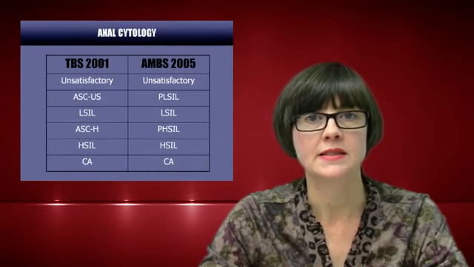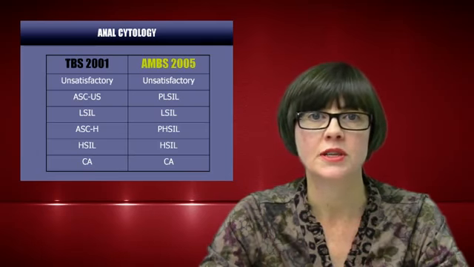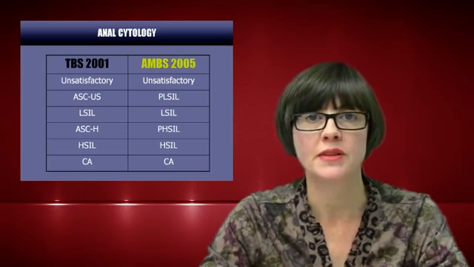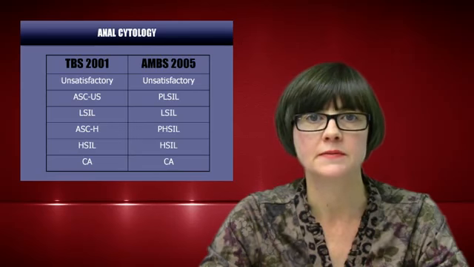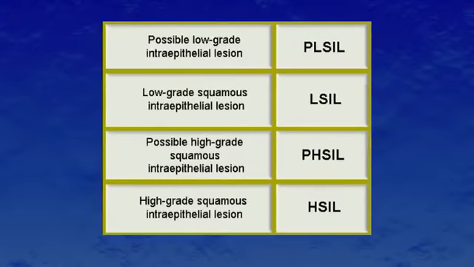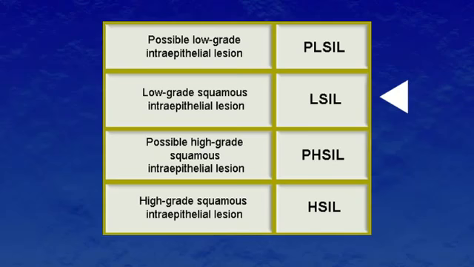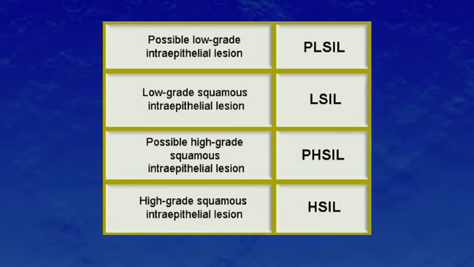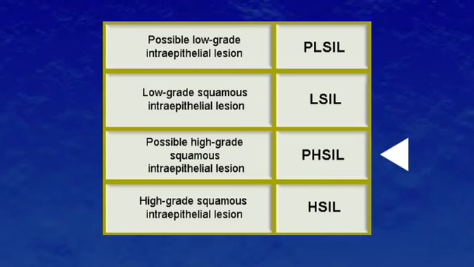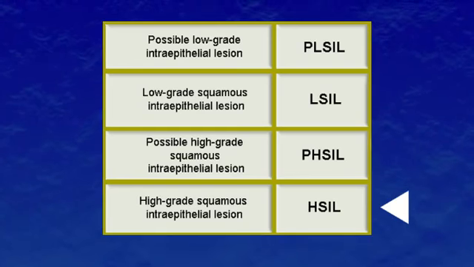In America, the Bethesda system, TBS, is used. In Australia, we have modified TBS somewhat, and we have what we call the Australian Modified Bethesda system. The two systems are very similar. Although a number of different terms are used in this reporting system, basically there are two categories: low-grade reports and high-grade reports. Low-grade reports can be possible low-grade squamous intraepithelial lesion or definite low-grade squamous intraepithelial lesion. The high-grade reports are either possible high-grade squamous intraepithelial lesion or definite high-grade squamous intraepithelial lesion.